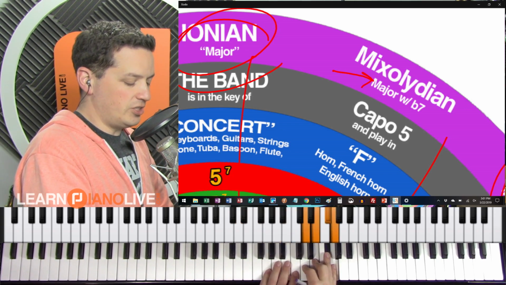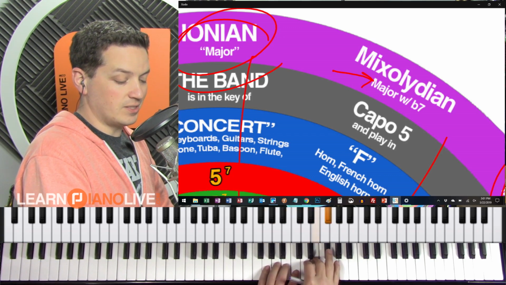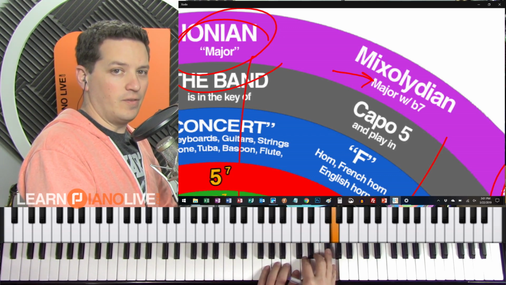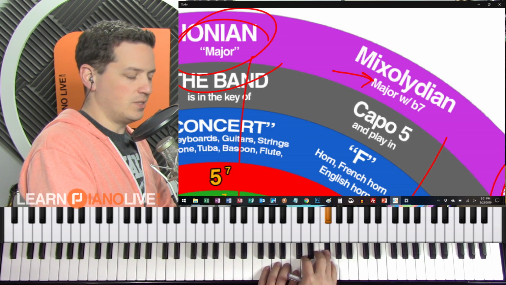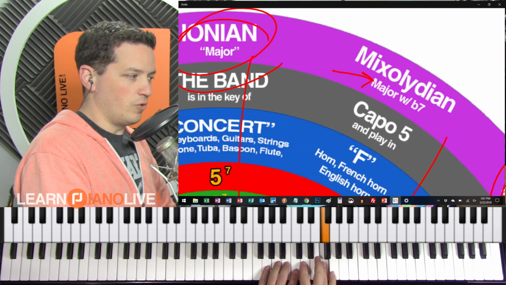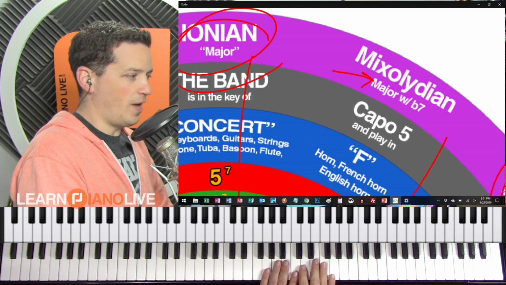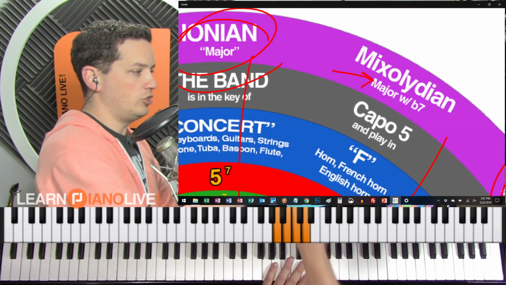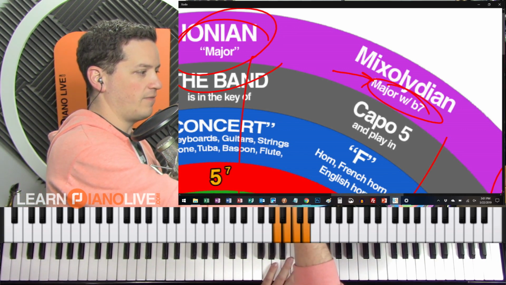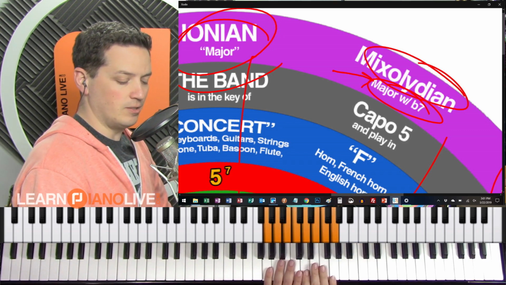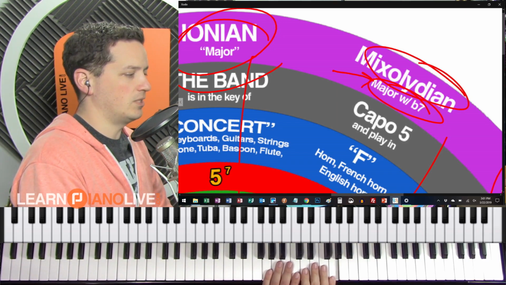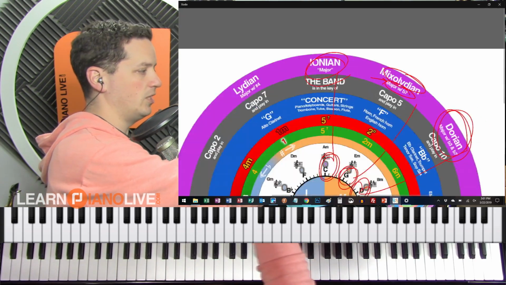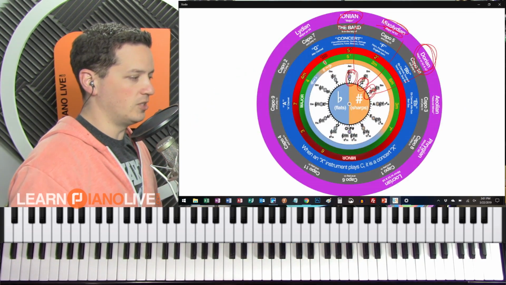If you play the key of G, 1, 2, 3, 4, 5, 6, 7, 1. If you take that 7th note in the key of G and you flat it, you lower it, then you have G major with a lowered 7, and G major with a flat 7 is G Mixolydian. That's the definition of Mixolydian. So you've got the definition of each of the modes here, and then how they all relate to each other.